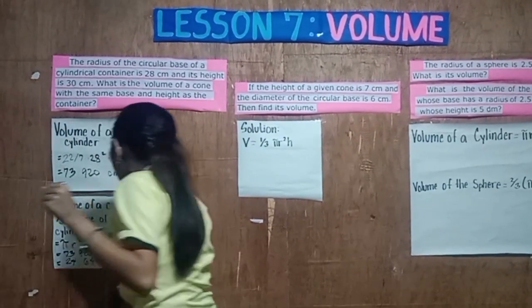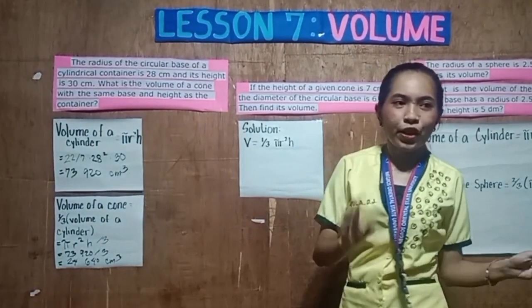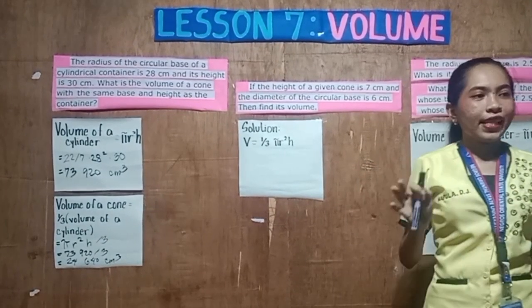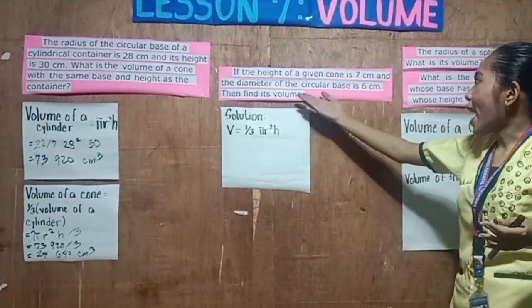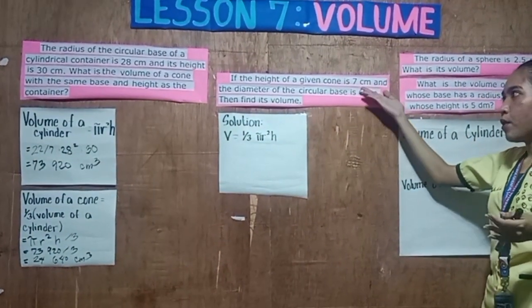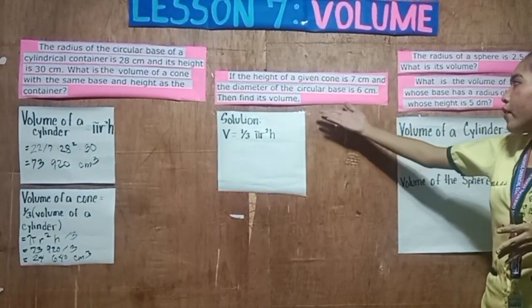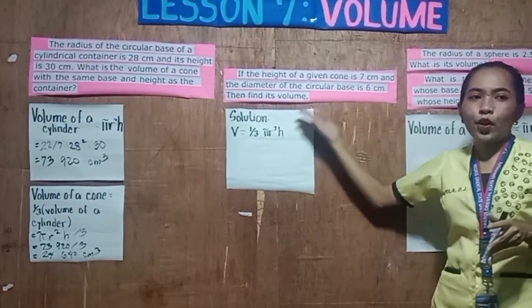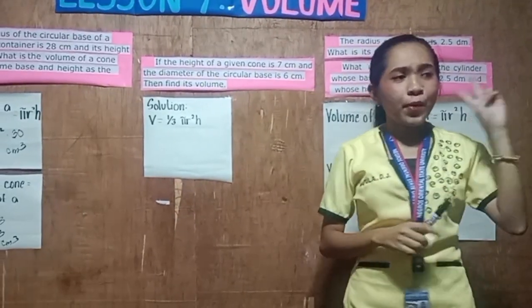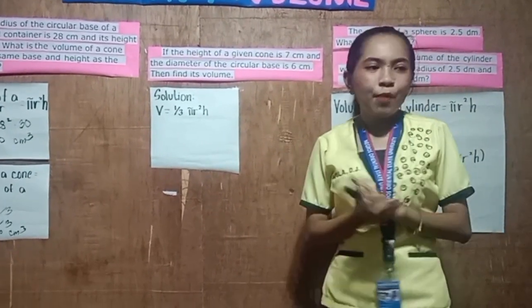So we write 24,640 cubic centimeters. And now, in your seats, kindly try to answer this problem. If the height of a given cone is 7 centimeters and the diameter of the circular base is 6 centimeters, then find its volume. I will give you 2 minutes to answer, and your timer starts now.